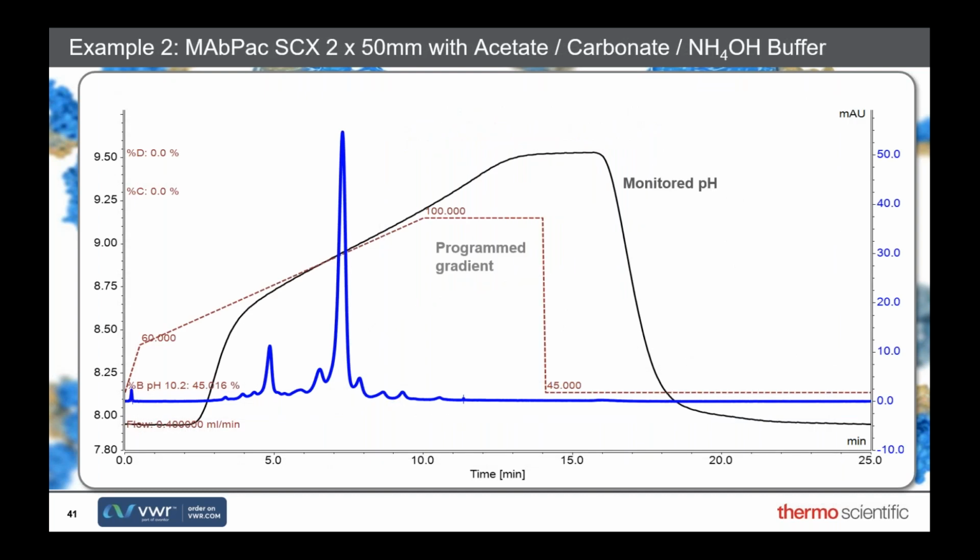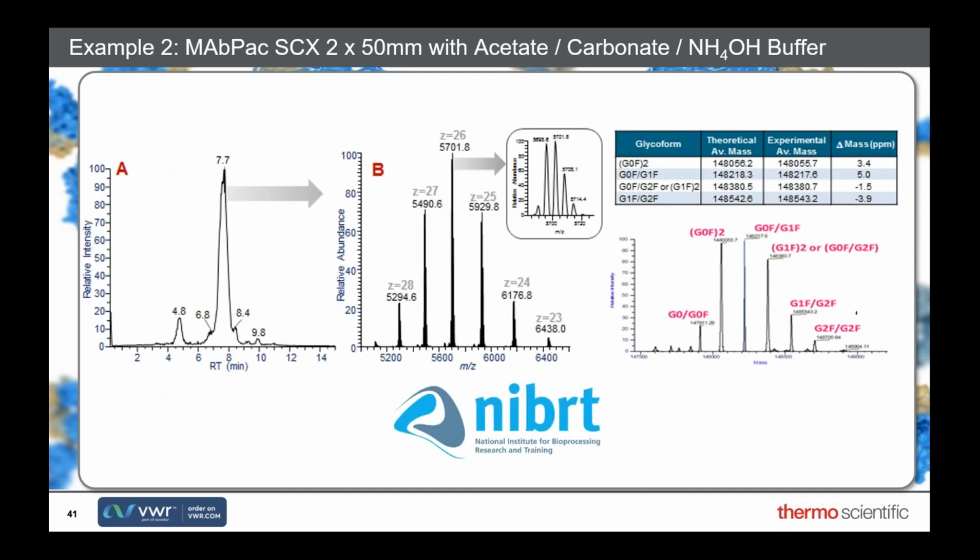And here's a better example, this time using the MAbPac SCX 50 millimeter column and a buffer system made up of acetate, carbonate, and ammonium hydroxide. This time, the monitored pH does track with the programmed gradient. I'm going to switch over now to briefly show you the mass spectrometer data. This shows excellent results that can be achieved with a well-designed method, the glycoforms being readily identified and the mass accuracy also being very good.